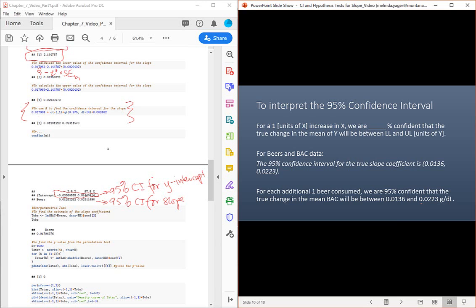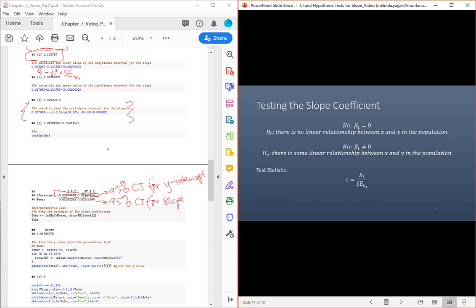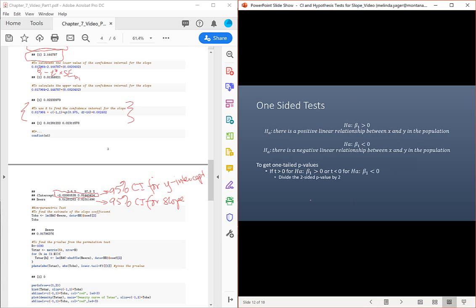Let's explore what this means in context of a hypothesis test. If there is no linear relationship between the explanatory and the response variable, we would expect the slope to be 0, or beta 1 is equal to 0. The alternative would test that there is a relationship between the variables. The test statistic used to test slope takes the value of our statistic, our estimated slope, divided by the standard error of the slope. We could also use a one-sided test, testing to see is there a positive linear relationship between x and y, looking at a right-sided test, or is there a negative linear relationship between x and y, looking at a left-sided test.